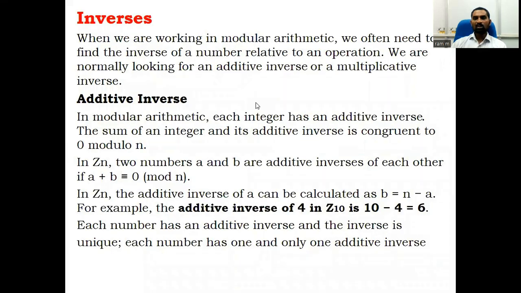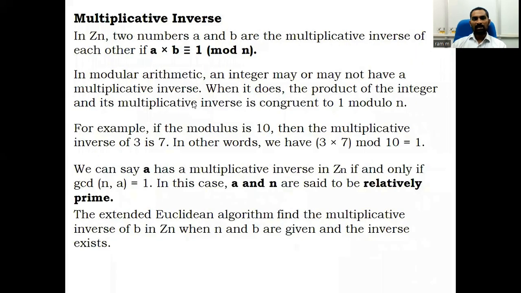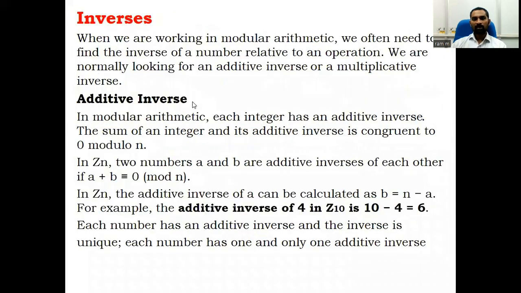Now we are going to see the next concept called inverses. In modular arithmetic, generally we have two inverses. One is the additive inverse and the other is the multiplicative inverse. So we can say that two values A and B are additive inverses, that is, A has B as additive inverse, when this property is satisfied.